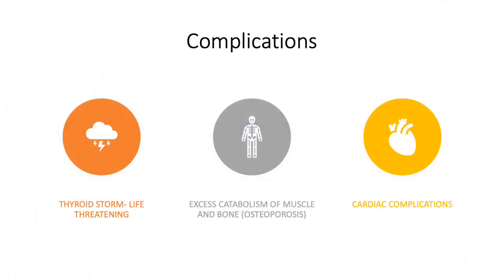The complications of Graves' thyrotoxicosis are thyroid storm, excess catabolism of muscles and bones, then osteoporosis and cardiac complications. Thyroid storm or thyroid crisis is a life-threatening complication that occurs during and post thyroidectomy if the surgery was done in uncontrolled hyperthyroid patients.